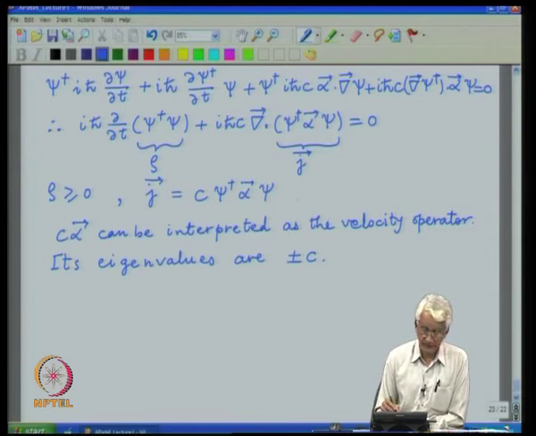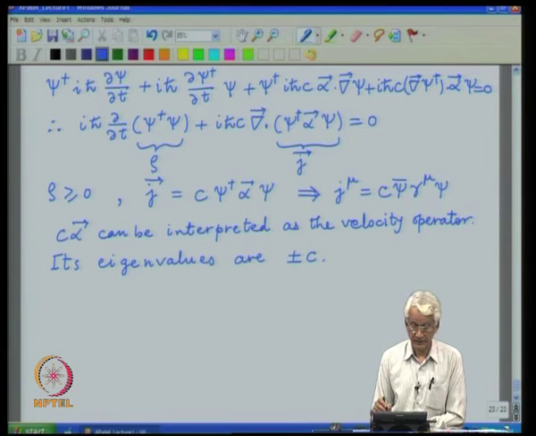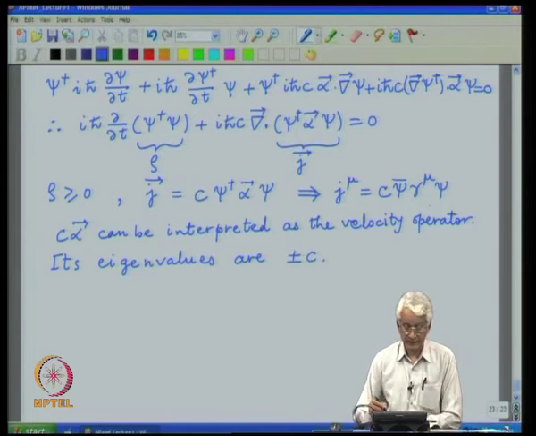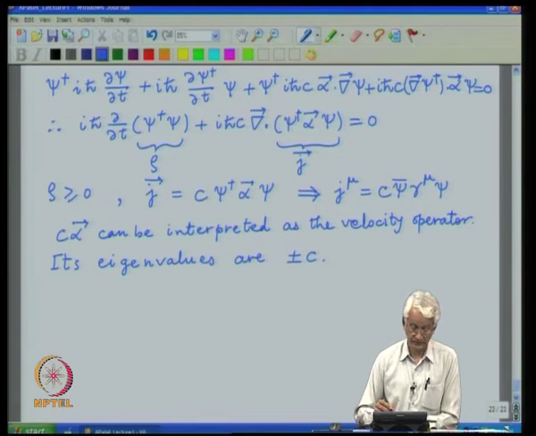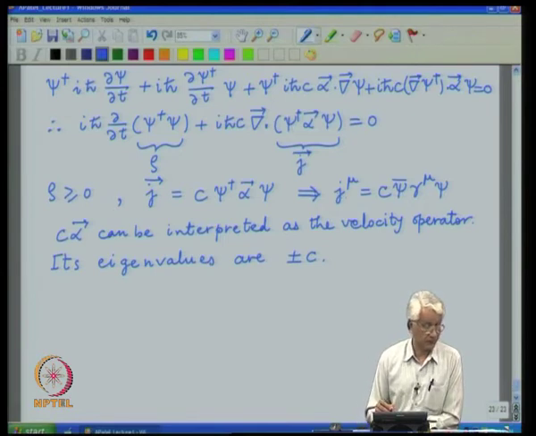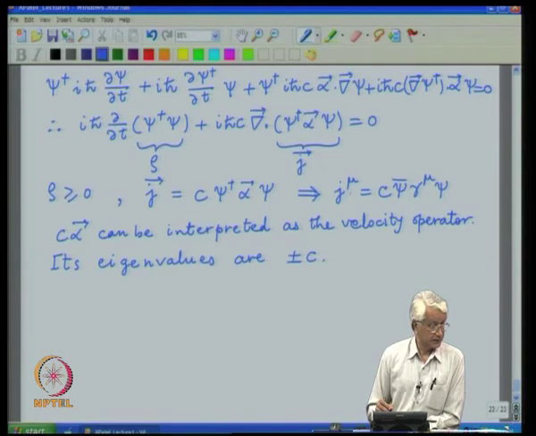One can define a covariant notation for these vectors as well, which can be written as j mu is equal to c psi bar gamma mu psi, which takes into account both space and time components, and the matrices gamma mu now get associated with the indices of the current 4-vector.